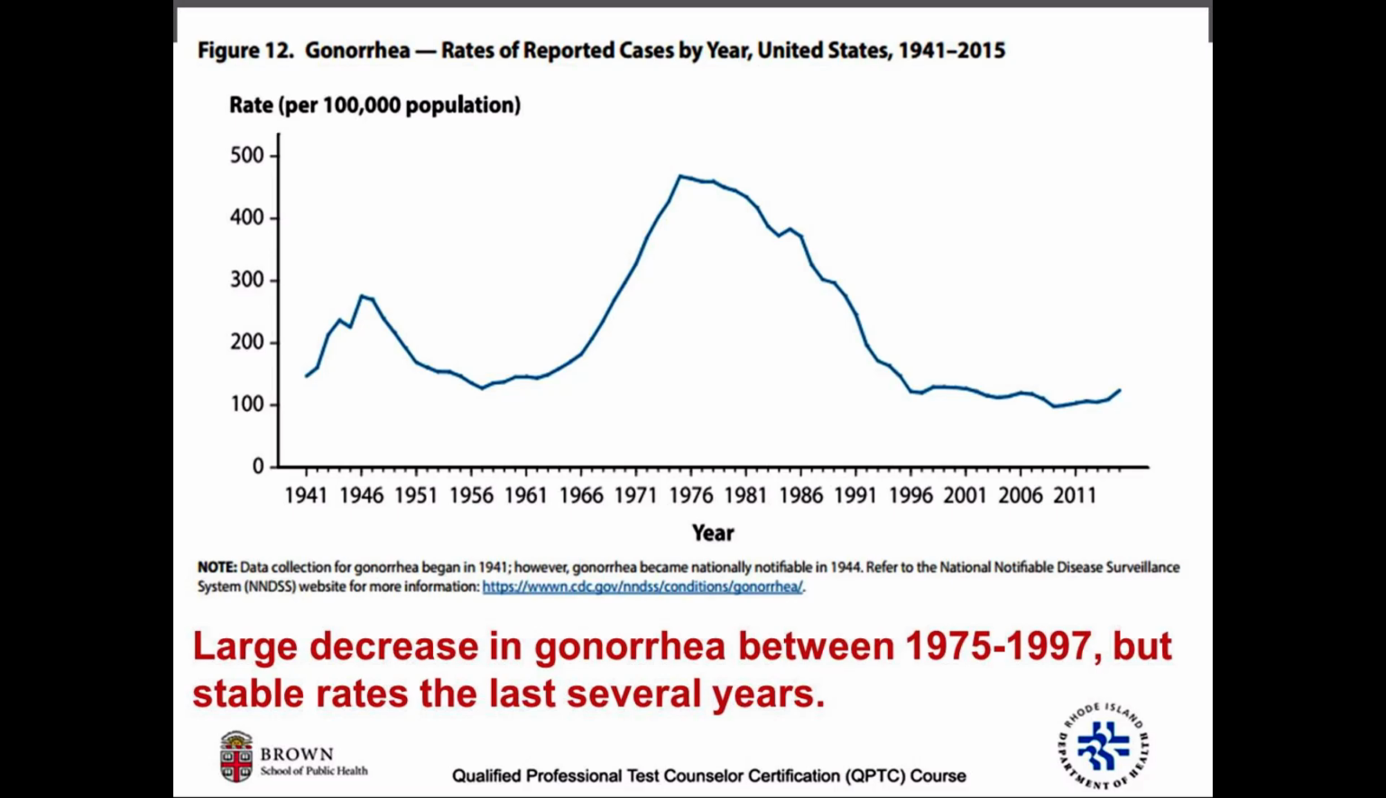This is what's happened over time for gonorrhea. Penicillin, which gonorrhea was initially sensitive to, came out in the late 40s. You can see that at that time there was a significant decrease in gonorrhea, and then over time there was a significant bump in the 70s and 80s, which has since that time come down.